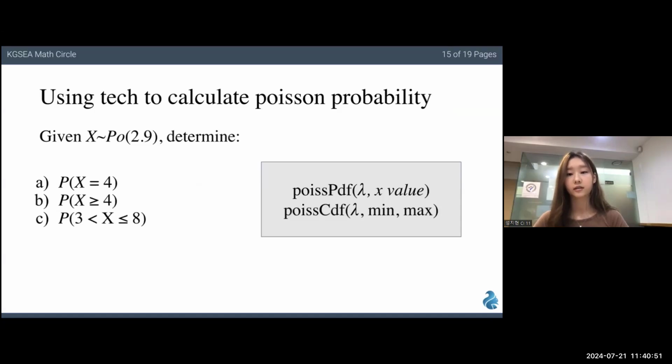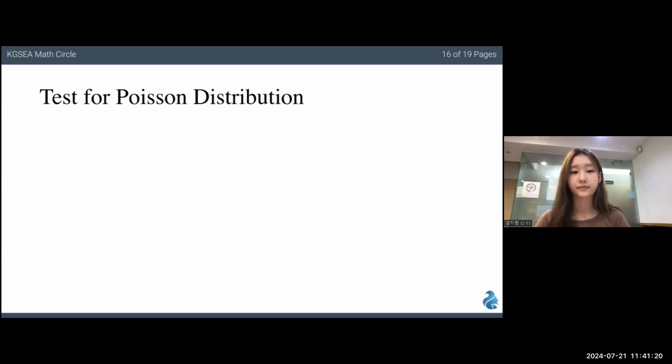How can we use our calculator? It's very similar to binomial distribution. We use PDF and CDF: PDF for a particular value, like question A, and CDF for cumulative probability. The answers to the questions are as follows. For C, you should have entered Poisson CDF 2.9, the expected value and variance, and then 4 up to 8, so min and max.